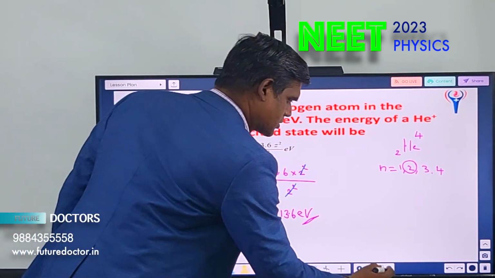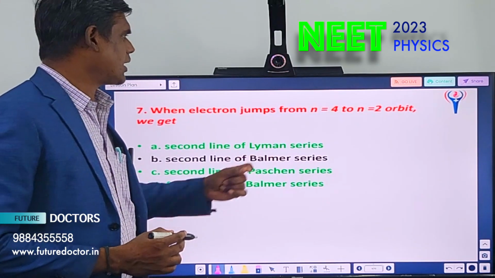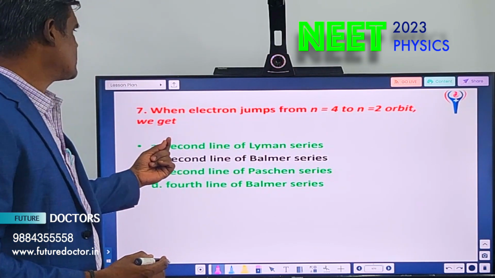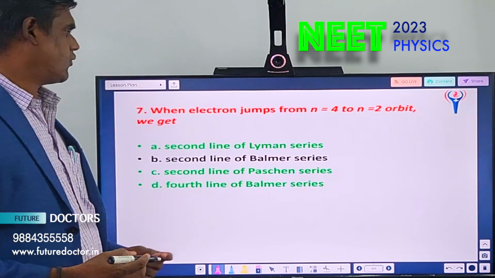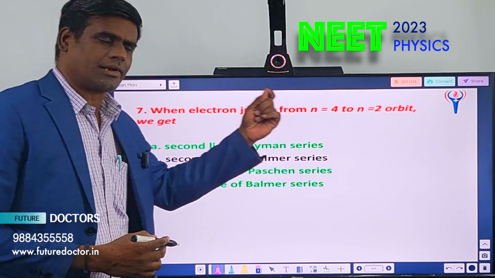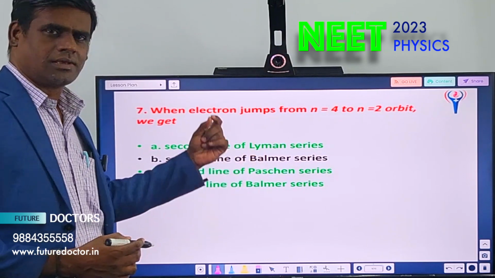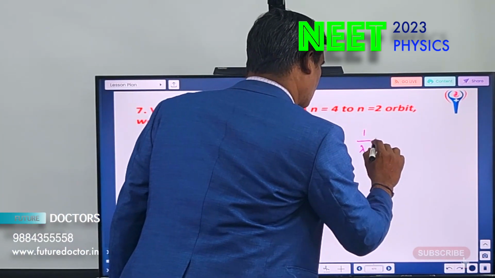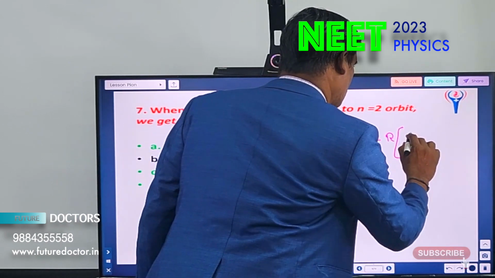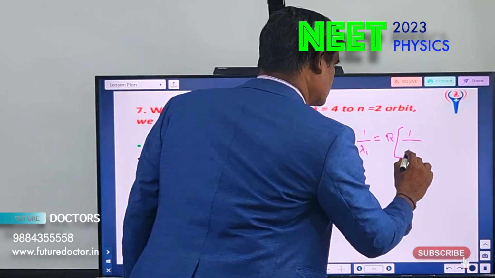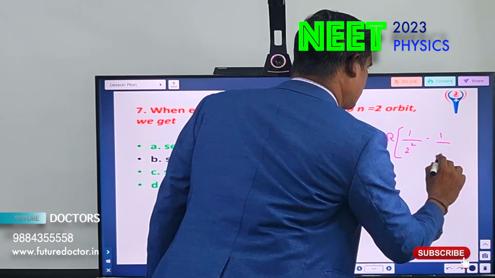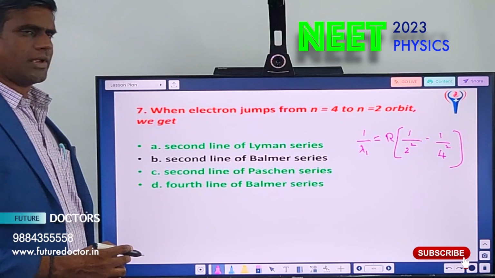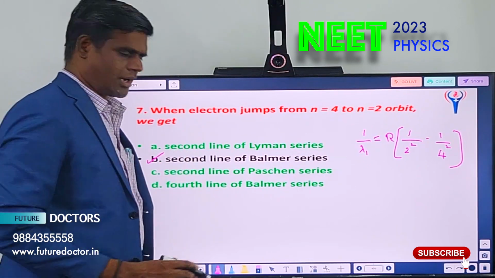Let's move to the last question. When electron jumps from n equal to 4 to n equal to 2 orbit, we get dash. n equal to 2 means that is Balmer series only. From n equal to 3 is the first line, n equal to 4 is the second line. What's the formula for the Balmer series? That is 1 by lambda equal to R into 1 by 2 square minus 1 by 4 square. This is the formula for the second line of Balmer series. So option B is the correct answer.